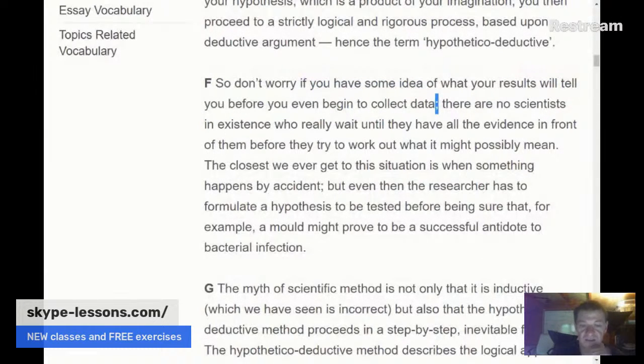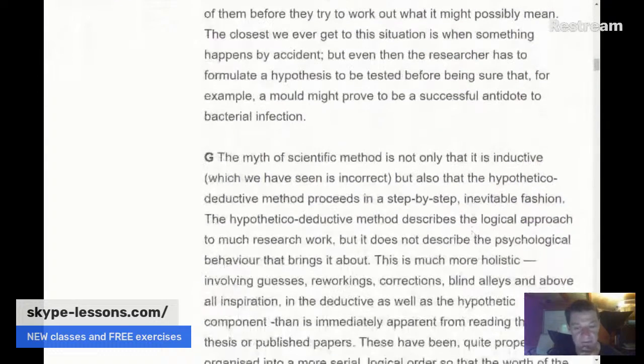There are no scientists in existence who really wait until they have all the evidence in front of them before they try to work out what it might possibly mean. The closest we ever get to this situation is when something happens by accident. But even then, the researcher has to formulate a hypothesis to be tested before being sure that, for example, a mold might prove to be a successful antidote to bacterial infection. This is a very famous example. So I think he's referring to Alexander Fleming and penicillin.